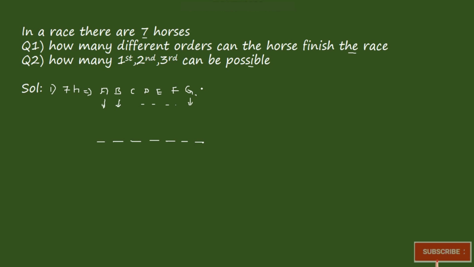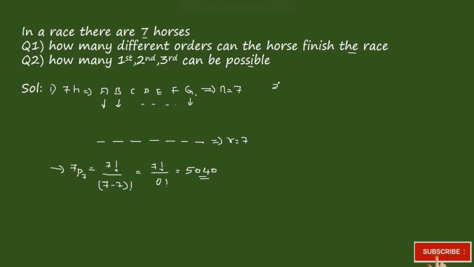We have seen that the number of objects n is equal to 7, and they have to fill 7 places, so r is equal to 7. So we can use the permutation 7P7, which is equal to 7 factorial divided by (7 minus 7) factorial, which is equal to 7 factorial by 0 factorial. 0 factorial is 1. 7 factorial is equal to 5040. This is the first question.